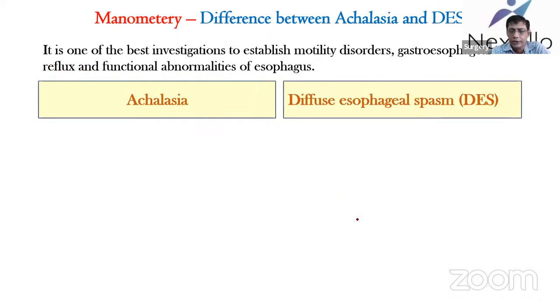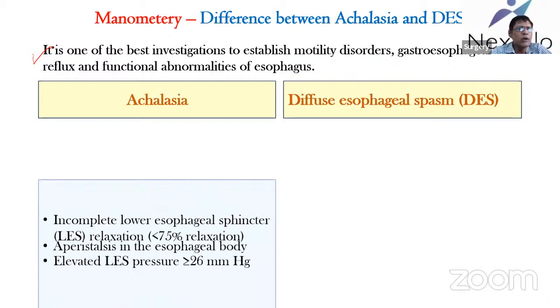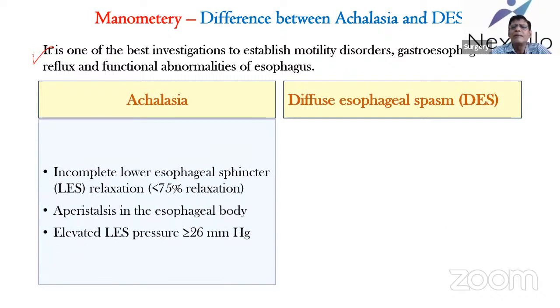Okay. The difference between these two on the manometry. As you can see here, manometry is the best investigation to establish the motility disorder or the gastroesophageal reflux or the functional abnormalities of the esophagus. Okay. So how to differentiate which one is happening based on the manometry? In achalasia, what happens is that there is incomplete LES relaxation, less than 75% of the relaxations. When the person swallows, the LES fails to relax. There is no normal peristalsis in the esophageal body, and the LES tone is increased to more than or equal to 26 mmHg.